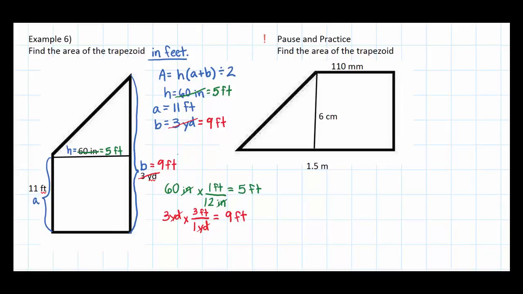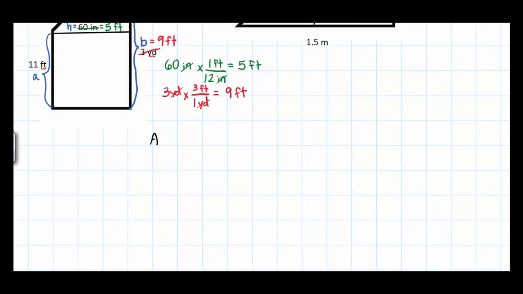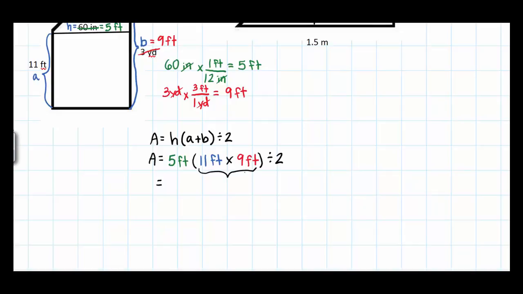So now we are able to solve. So we have A equals height times A plus B divided by 2. That's our formula. So we have A equals 5 feet times 11 feet plus 9 feet divided by 2. By the rules of PEMDAS, 11 plus 9 is 20. So we have 5 feet times 20 feet divided by 2.